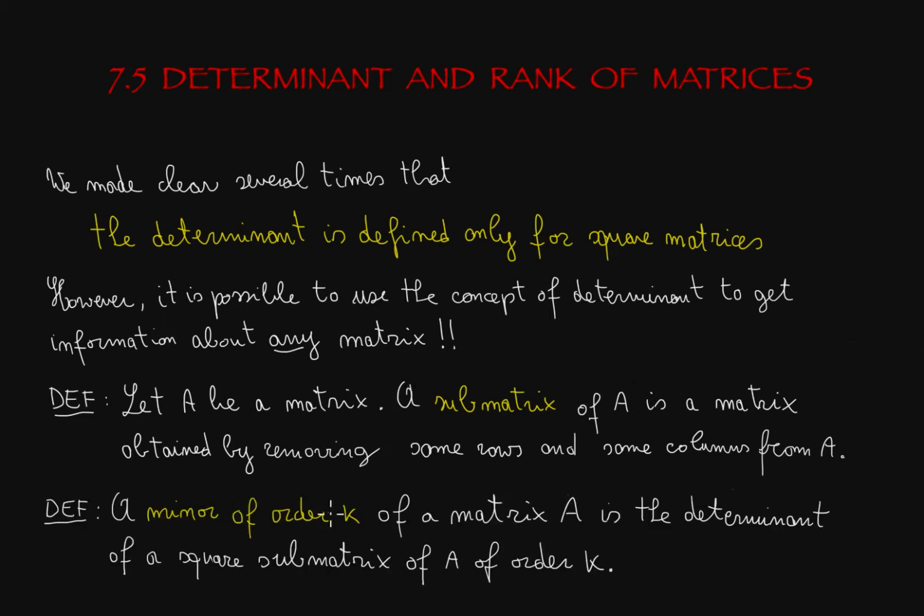A minor of order k of a matrix A is the determinant of a square submatrix of A of order k. We stress the fact that, according to this definition, a minor is a real number, because it is the determinant of some submatrix. It's not the submatrix, but its determinant. Of course, it is a square submatrix, otherwise we would not be able to talk about determinant. And we introduce the order of the minor according to the order of the submatrix.